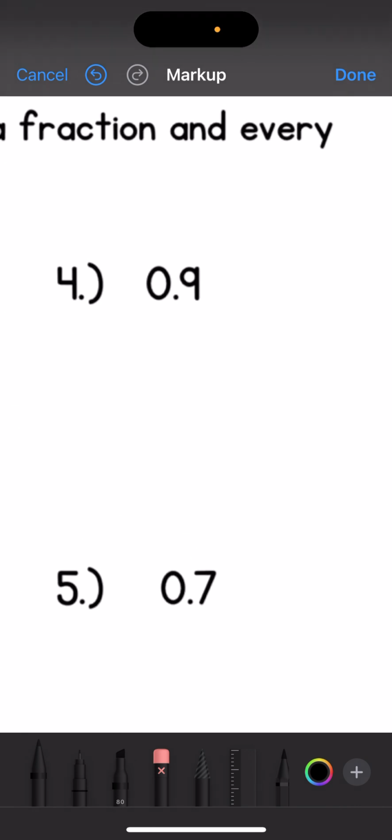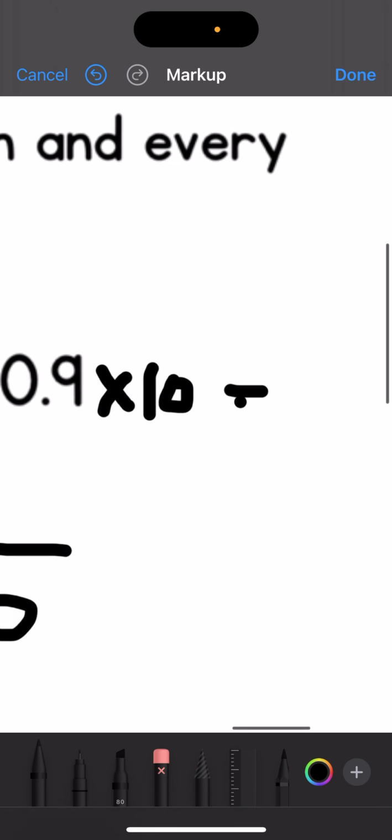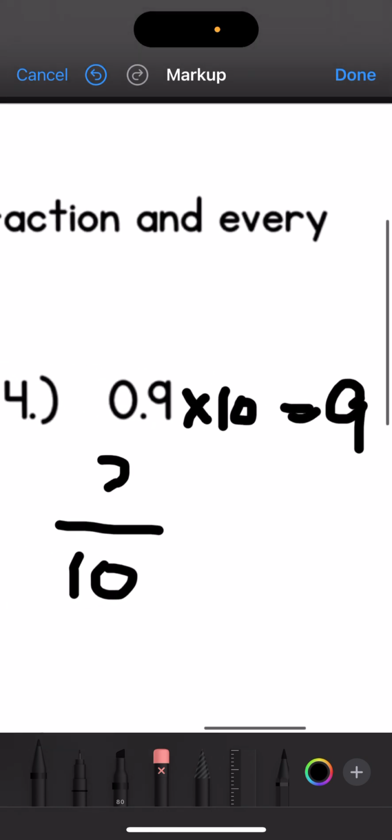Okay, so to turn decimals into fractions, we could just do the reverse. So, because we have 0.9, we're going to turn it into a fraction with the denominator of 10. So from 0.9 to go to something over 10, we're going to have to multiply it by 10. So 0.9 multiplied by 10, we get 9. So this will be 9/10.